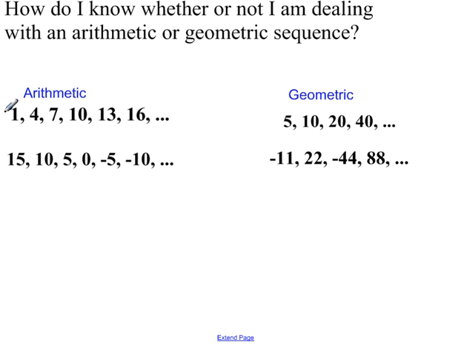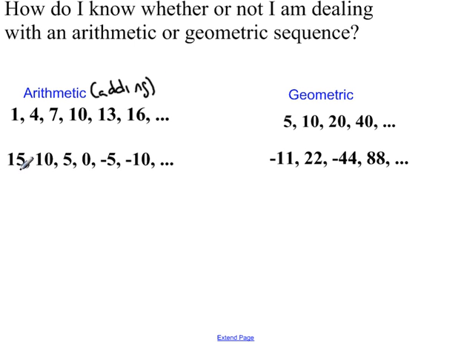How do you know whether or not you're dealing with an arithmetic or a geometric sequence? Well, here's how you know. In an arithmetic sequence, you are adding. See here? You're adding by 3. So 1 plus 3 is 4. 4 plus 3 is 7. 7 plus 3 is 10. 10 plus 3 is 13, so on and so forth. You're adding by a fixed amount.